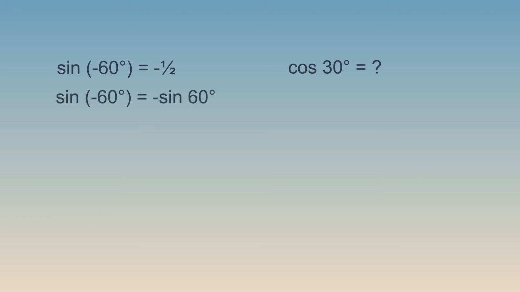Now a simple problem. If sine minus 60 is minus half, what will be cos 30? The problem uses two concepts we have learned in this video. Using the relation for the negative angle, we get sine minus 60 is minus sine 60. Sine of the negative of any angle is minus sine of that angle. But for cos, the negative angle is the same as the angle. Hence, cos minus 60 would have been the same as cos 60. Now if we apply our second concept, sin 60 becomes cos 30. That is because the sum of 60 and 30 is 90.